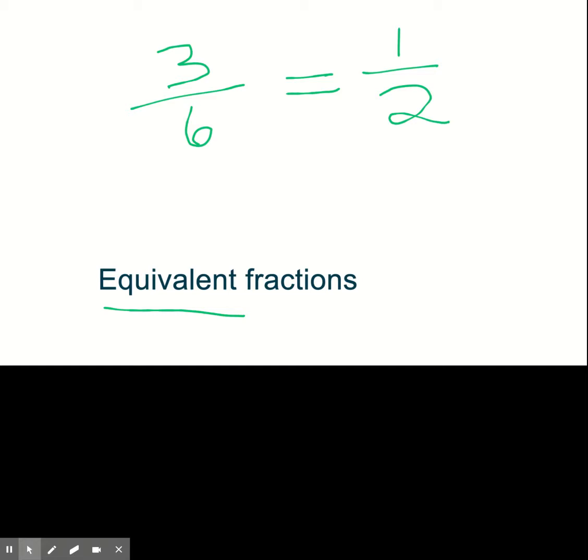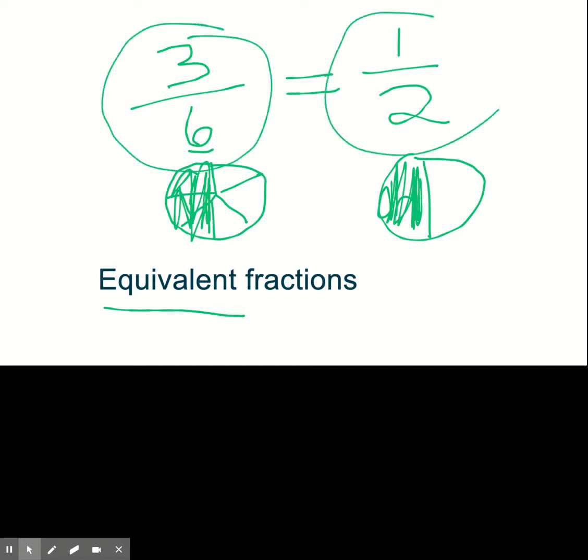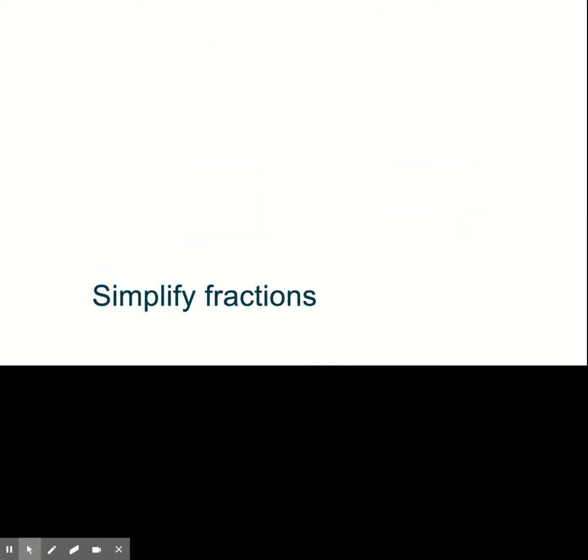For example, if I have two pizzas, one divided into 6 pieces, and I eat 3 of those, one divided into 2 pieces, and I eat 1 of those, you can see that 3 out of 6 is the same as 1/2. Now let's return to this idea of simplifying fractions.